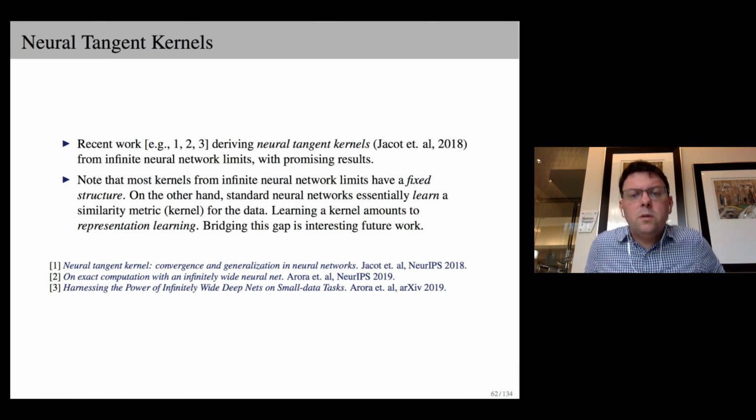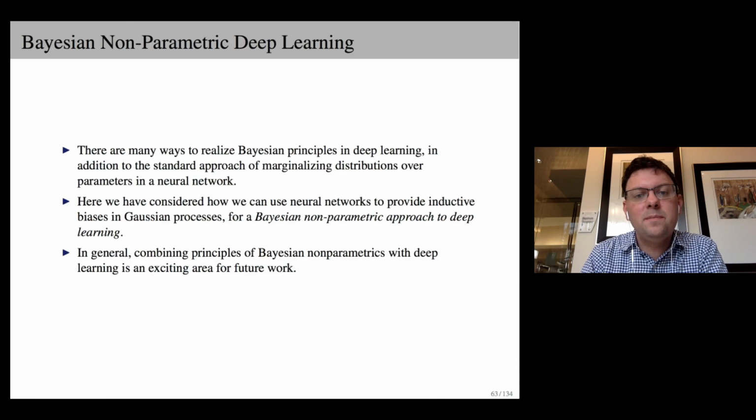Now, most of these kernels from infinite neural net limits have fixed covariance structure. And we described how training a neural net in many ways is like learning a kernel. That's what's doing the representation learning. And so bridging this gap and developing these infinite limits so that we can also do kernel learning, I think is a very exciting direction for future work in this space.